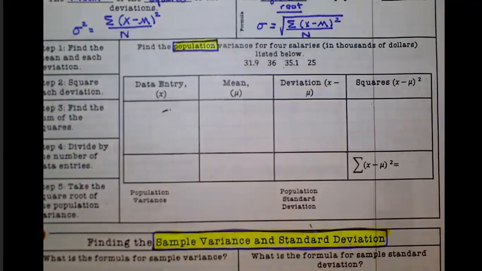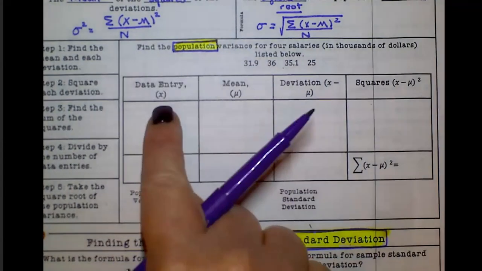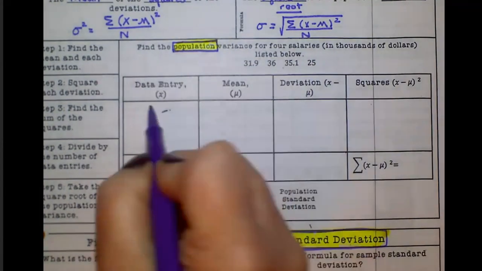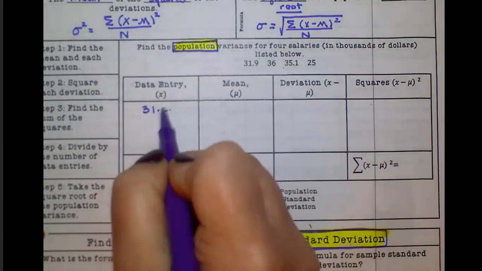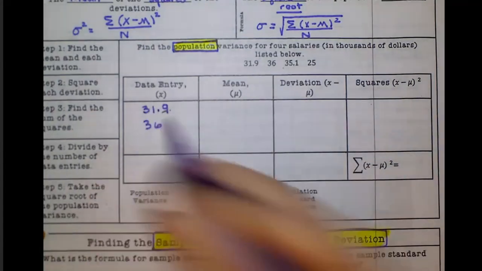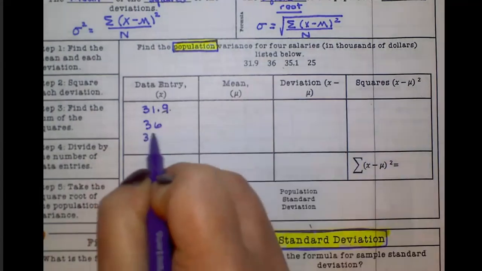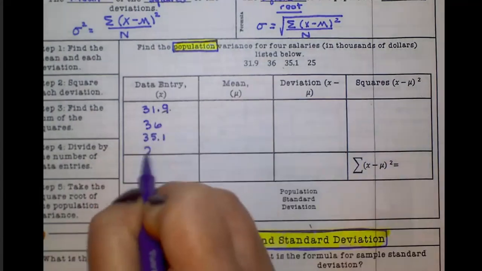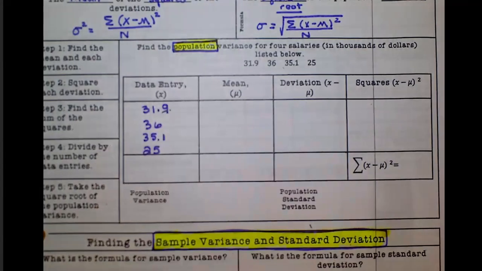So what we need to do first is we're going to put the data entries. That's going to be your X. So I'm just going to rewrite 31.9. The next one is 36. And then we have 35.1 and lastly 25. So that's going to be the data.